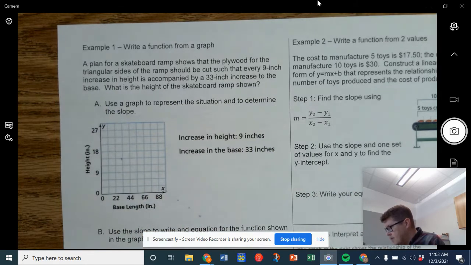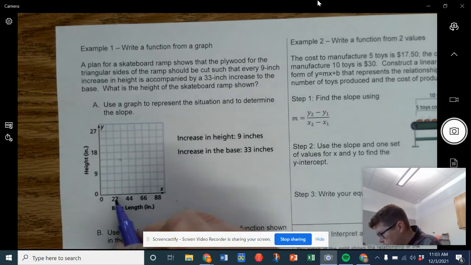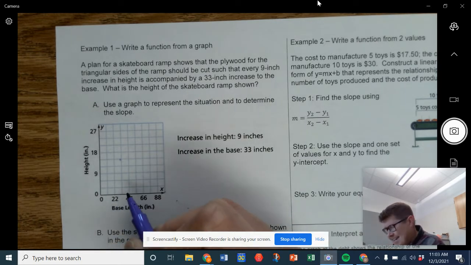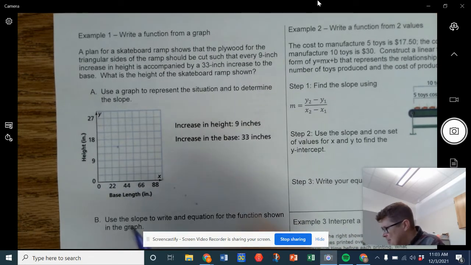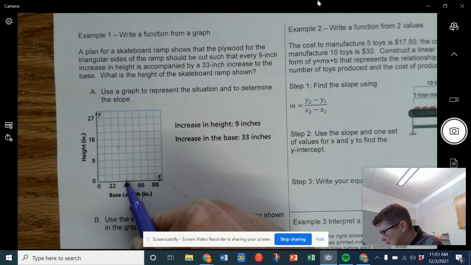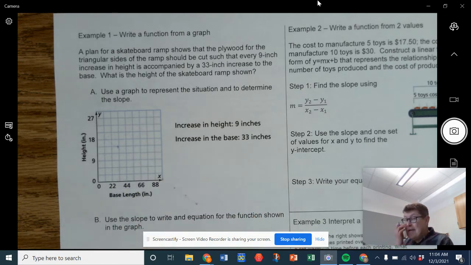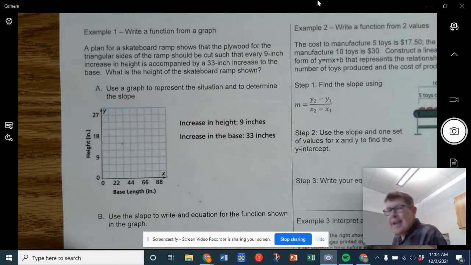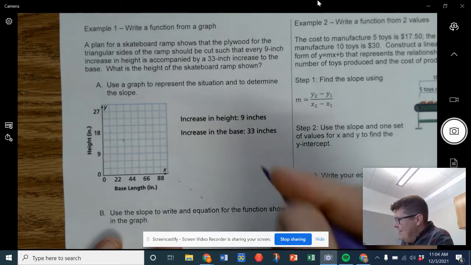So what is the height of the skateboard ramp shown? We're going up by, it looks like, increments of... these graphs are terrible. Looks like they're from 22 to 44, which is 22 inches. So we're going up in increments of 11, which, hey, it'll work out because it'll be on the grid.